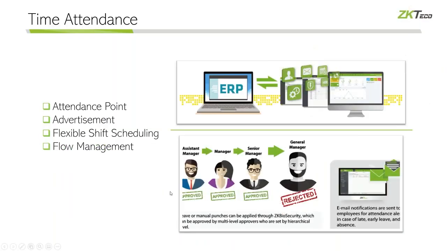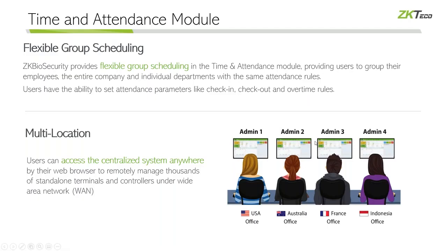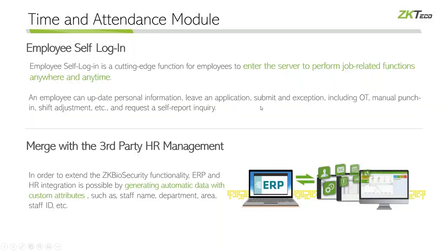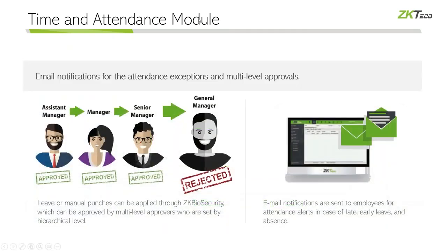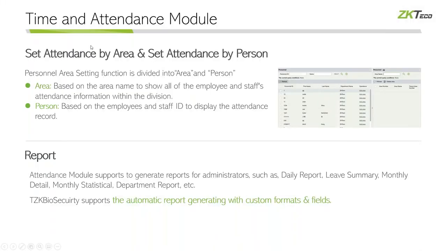Here I have everything. I have the possibility also to register workflow management for petitions, types of scheduling that I have. You see, it's the same that I have spoken already. Flexible shift scheduling, which I didn't explain, but can select changes between people's shifts. Okay, multi-level approvals. Okay, set attendance by area or by person.